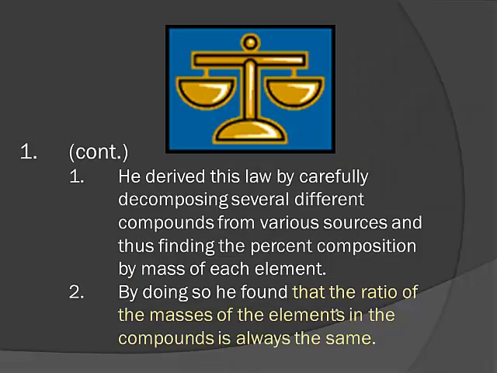John Dalton derived this law by carefully decomposing several different compounds from several different sources and by finding the percent composition by mass of each element. In so doing, he found that the ratio of the masses of the element in the compound is always the same.